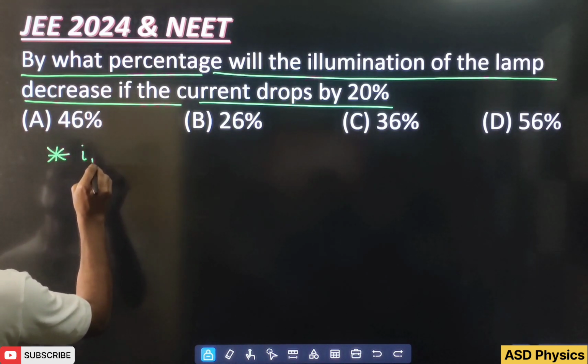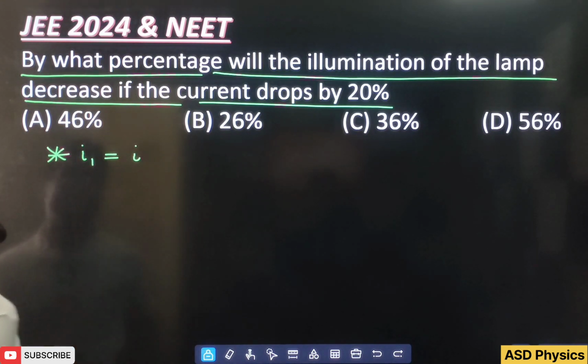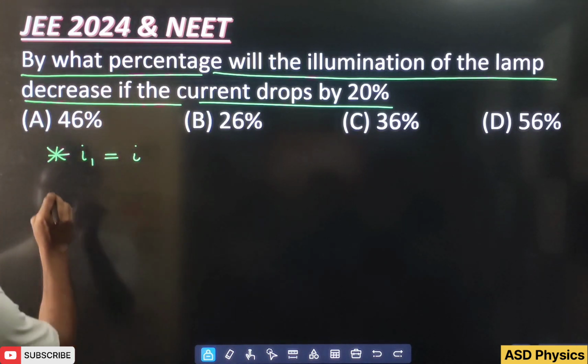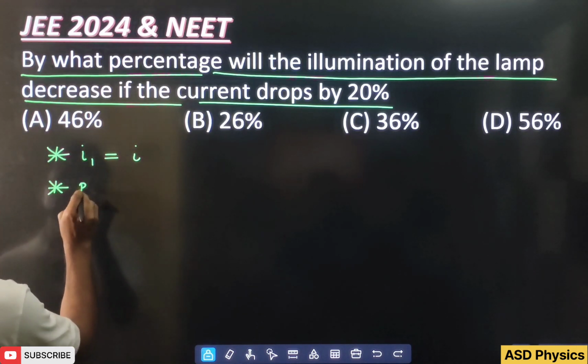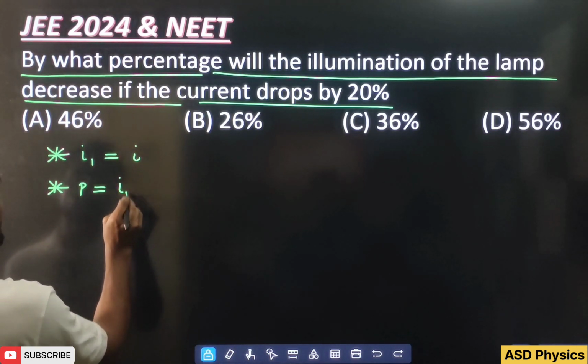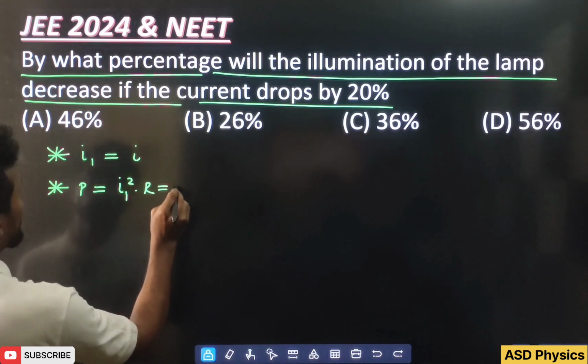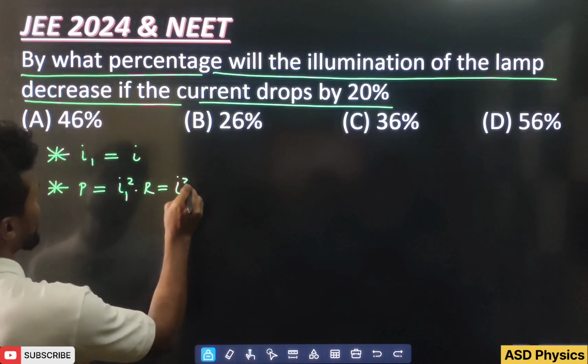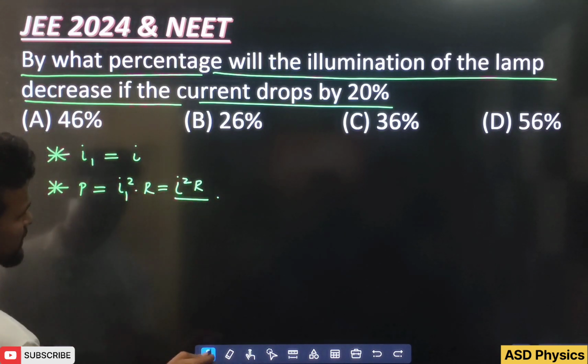Let's take the initial current I1. How much is it here? I1 is I. Okay, and the power is given by I1 square R, or you can write I square R, no problem. This is the one thing.